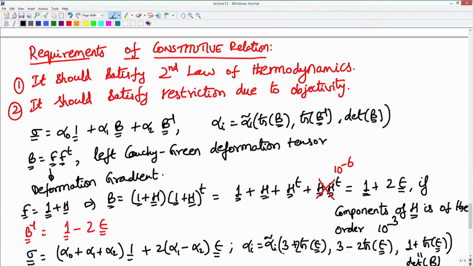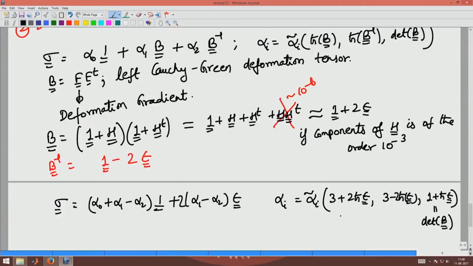I am not interested in deriving this, I am just interested to show you how you obtain one of the constitutive relations that we will be using in this course, or the only constitutive relation that we will be using in this course, that is Hooke's law. Okay. So, basically what you find from here is that the alpha i's are all functions of trace epsilon.